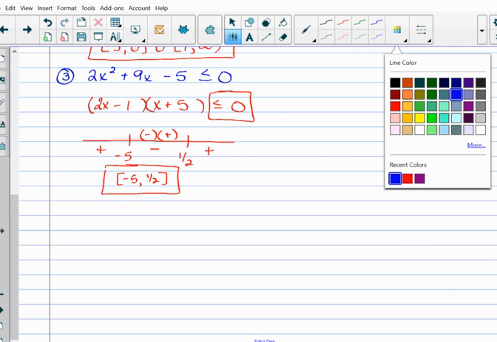All right, let me give you one with some multiplicity so we can look at something like that, okay?